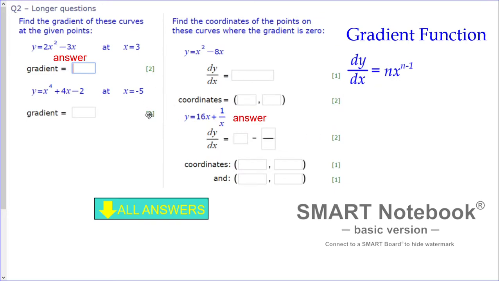Here's the second one. The second one asks us to find the coordinates of the point on the curves where the gradient is 0. So it's asking us, where on this curve is the gradient 0? At what coordinate? Let's click to see how we finished this one.